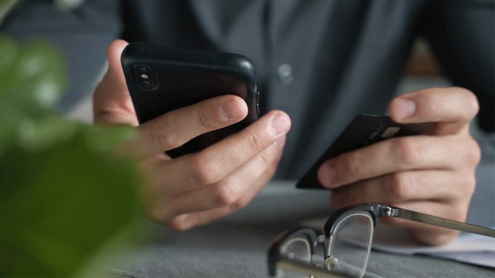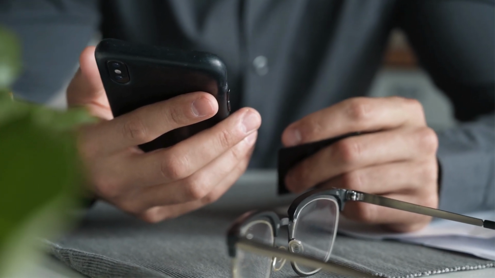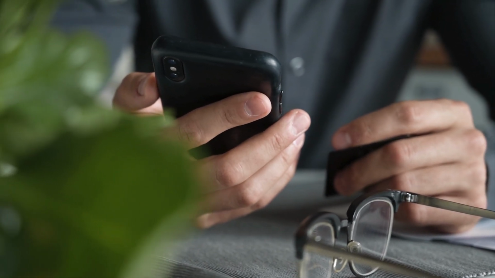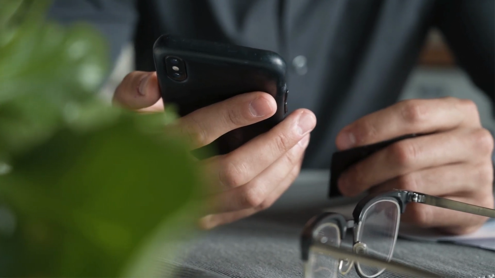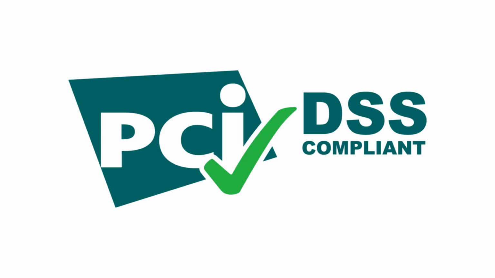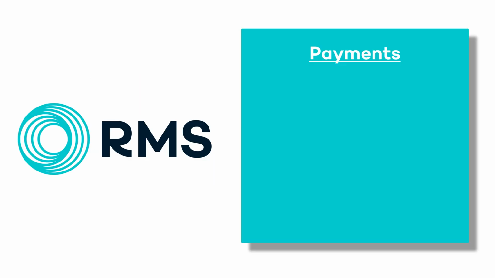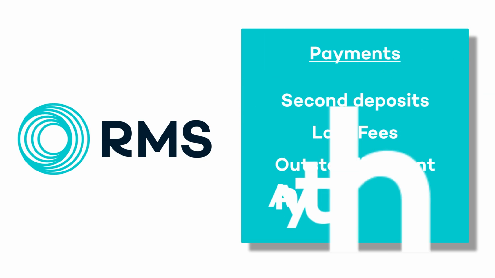Pay by link can be used to request any payment, such as a deposit when taking phone bookings. Saves you from the time-consuming tedium of collecting payment card details and keeps you super PCI compliant. But Pay by link can be used for any payments, such as second deposits, late fees, outstanding rent, anything.